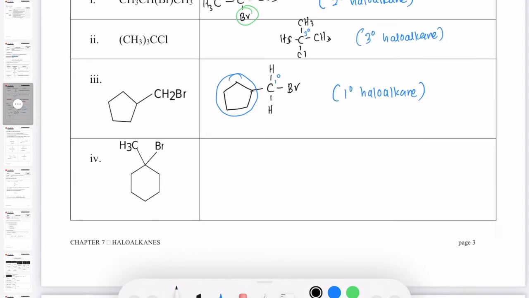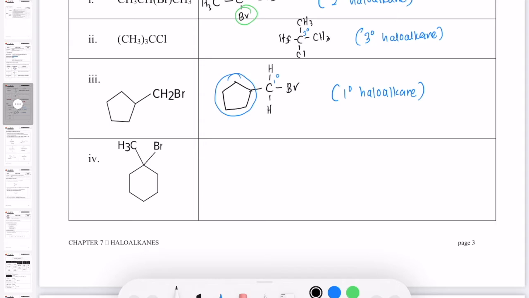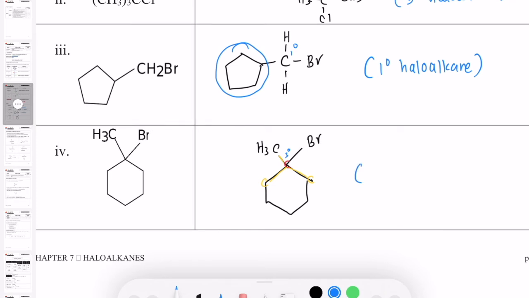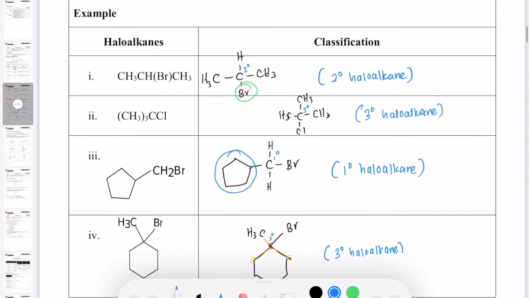Whereas number 4, let's take a look. Okay, so let's redraw it. So this is the carbon. This carbon is attached to 1 carbon, 2 carbon and 3 carbon. Actually, this is a tertiary carbon. So, since bromine is attached to a tertiary carbon, therefore, this is a tertiary haloalkane. So, that is how we look at it.